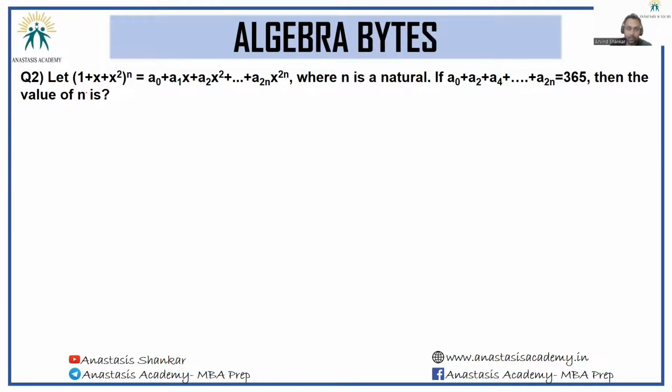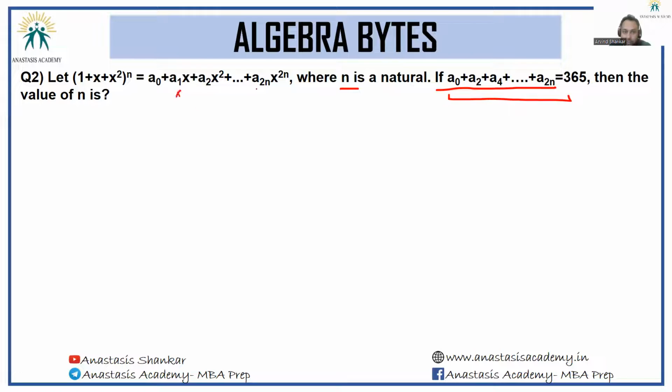Okay. Next, let 1 plus x square raised to the power n be equal to a0 plus a1 plus blah blah blah blah, where n is natural. Wonderful. And then we have been given this expression. Then the value of n is. Now see, I can of course give you the solution, but the way that solution should come to your head is, I have to somehow manage to reach a situation wherein I am only left with these terms.